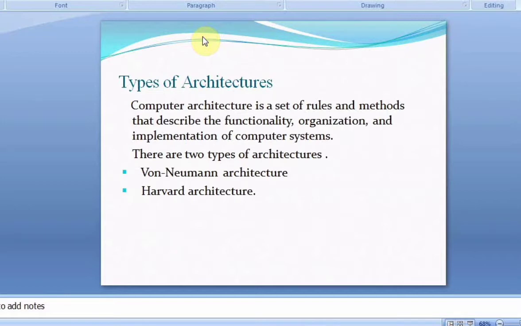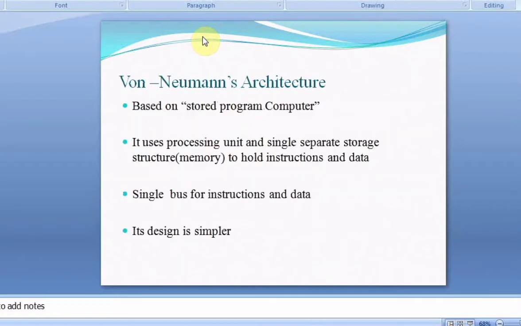One is the Von-Neumann architecture and the second is the Harvard architecture. Now we'll see both of these architectures one by one. First, we'll go for Von-Neumann architecture. The Von-Neumann architecture is based on the stored program computer concept. That means it has only a single memory for its instructions as well as data.